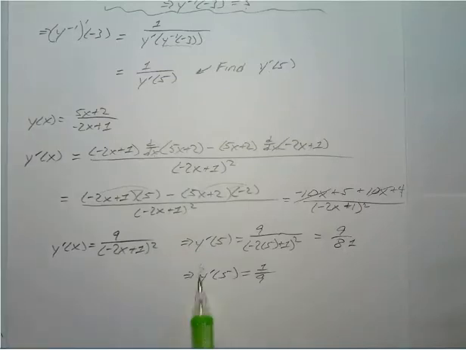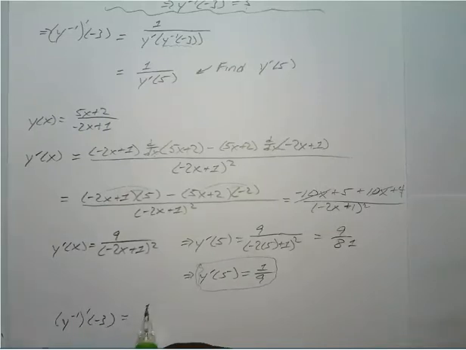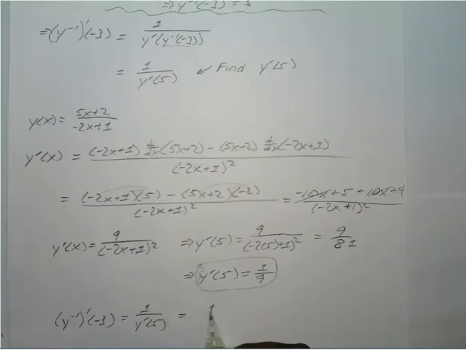And I'll draw a little circle around that since we're going to be using it. So that means that our y inverse prime at negative 3, which is 1 over y prime of 5, is equal to 1 over 1/9, which is just equal to 9.